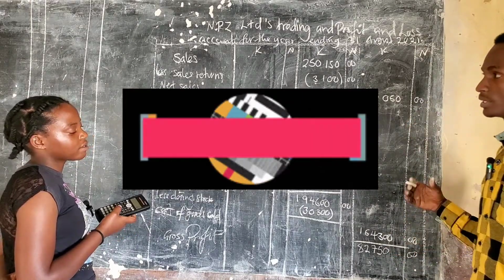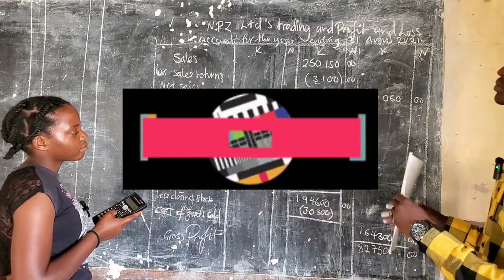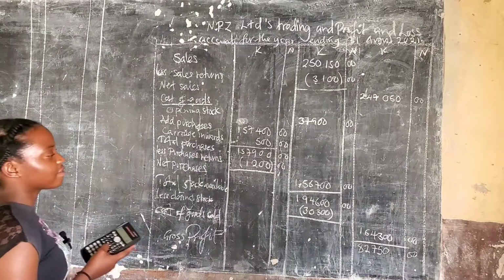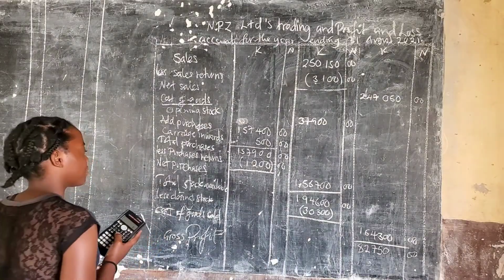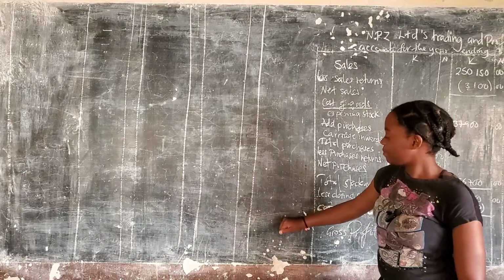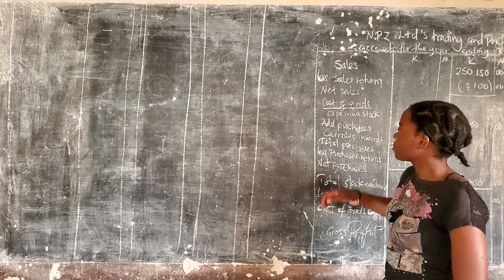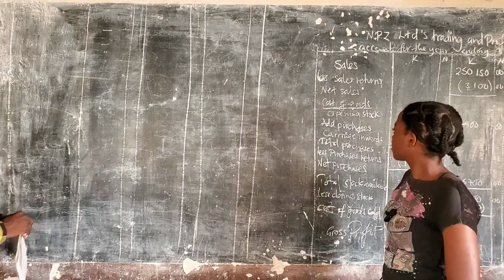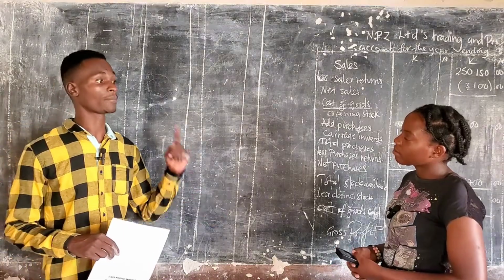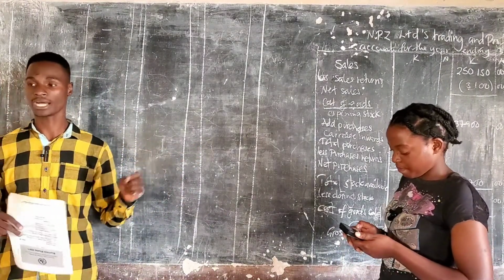Right? Yes. So let's go to the profit and loss. We're not going to use this part, we're going to use the other part. Okay? Yes. So let's go to the next part. Okay, so we continue. We finished the trading account with a gross profit. Now we are going to the profit and loss account.